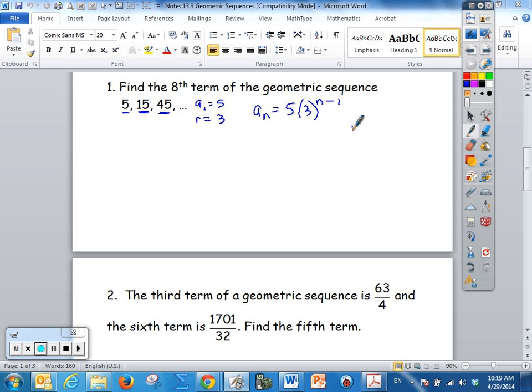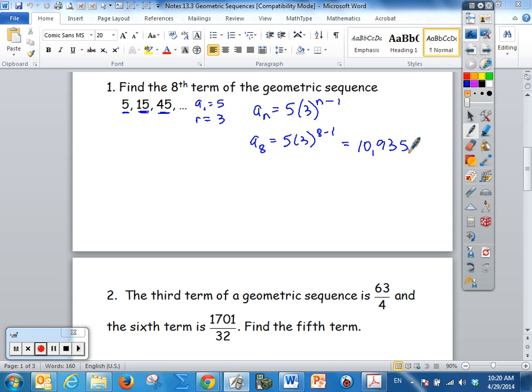Now to find the 8th term, we just sub an 8 in, so a sub 8 equals 5 times 3 to the 8 minus 1. We do our computations and get 10,935. And that is our 8th term.